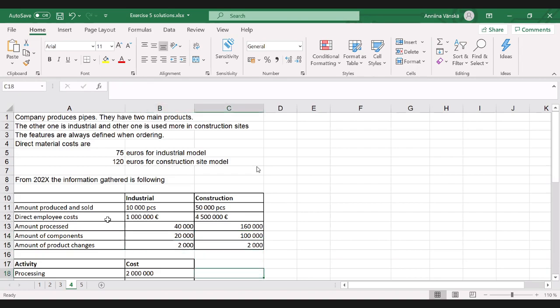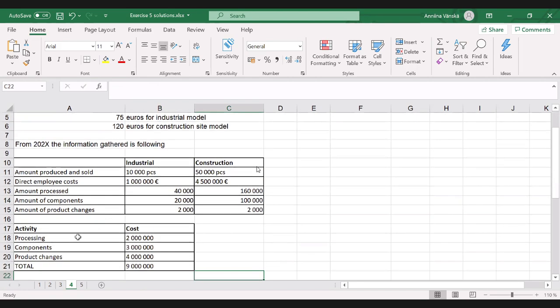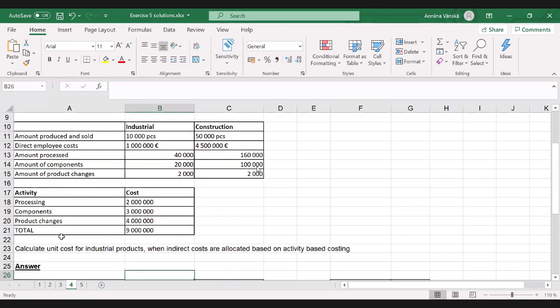2,000. They have divided their production into three different activities. They have processing, then they have components, and product changes. Costs for these are 2 million, 3 million, 4 million, and altogether 9 million, meaning all these activities' total cost. Calculate the unit cost for industrial products when the indirect costs are allocated based on activity-based costing.